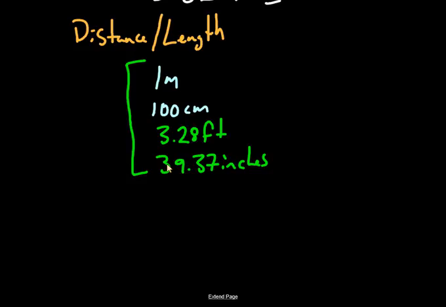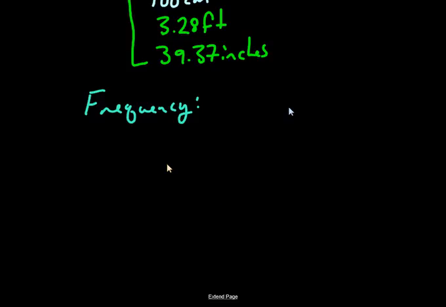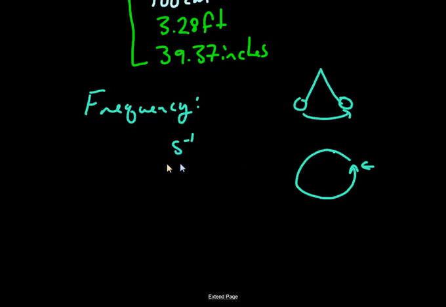One more example could be frequency. The idea of frequency is how often something is repeating. So you could have, say, a pendulum that swings back and forth, and you could count how many times per second it comes back to where it originally was. Or you could have a wheel spinning around, or a record player, and ask how often this point on the record spins back around to me. So frequency is in per second, which is also known as the hertz. That's one way of measuring it.